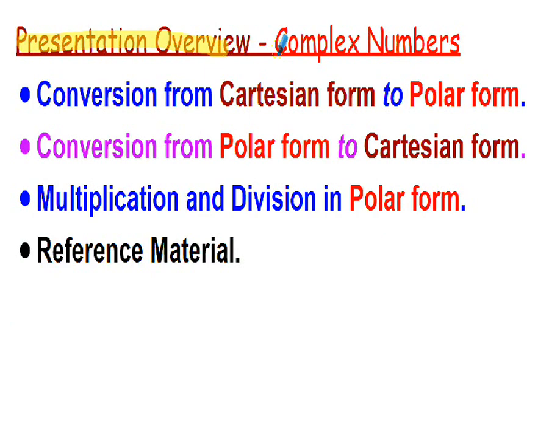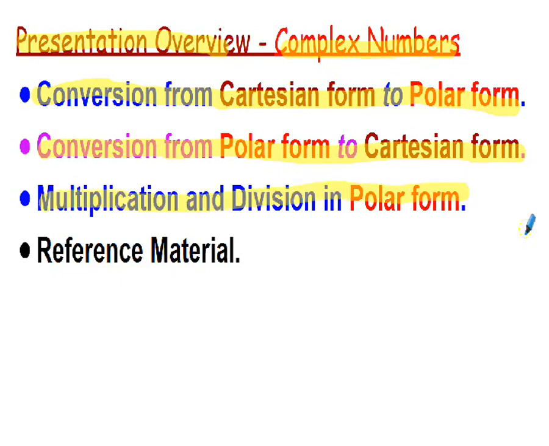A brief overview of the complex number presentation here. We're going to look at conversion from Cartesian form to polar form, and then conversion from polar form to Cartesian form. We need to be very proficient with converting from one form to the other. Then we're going to look at multiplication and division in polar form, which is much easier, you'll see, than in Cartesian form. But it's very important to recognise, as will be highlighted later, that you cannot add or subtract in polar form. The bibliography is shown at the end on which this presentation was based, and I would strongly encourage you to refer to this reference material for further information.